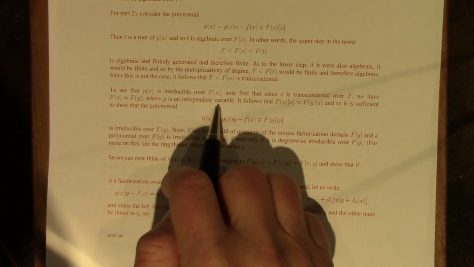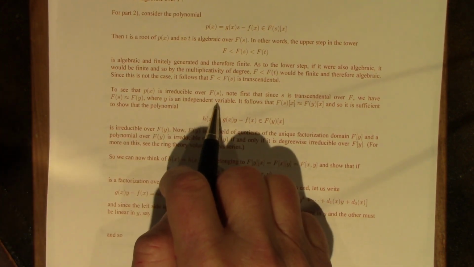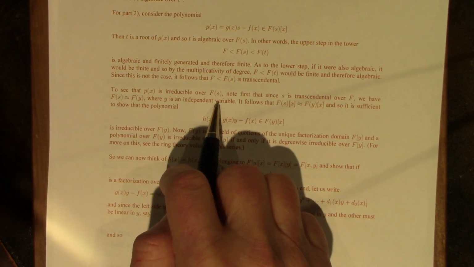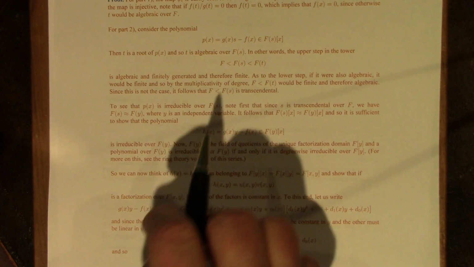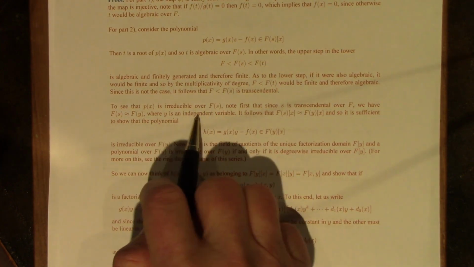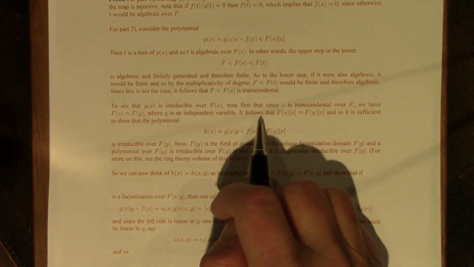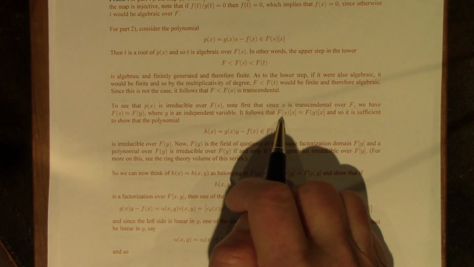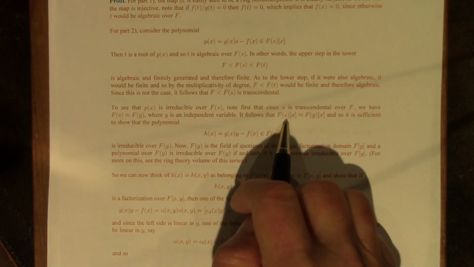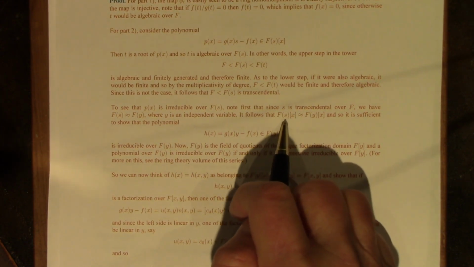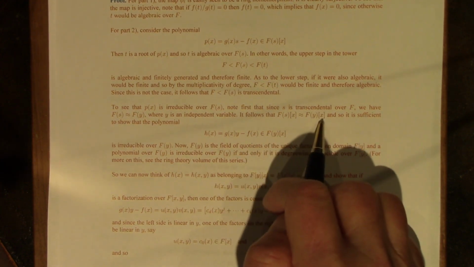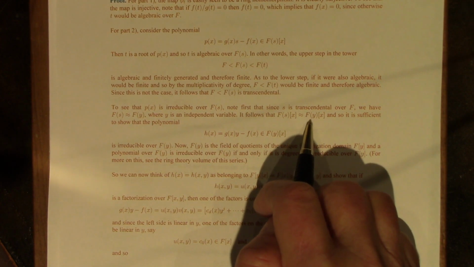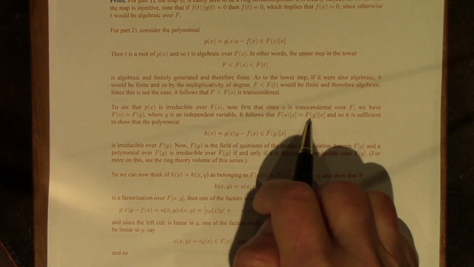where Y is an independent variable. I could have just said we can treat S as an independent variable, but I decided this would be a little more formal and appropriate. So the polynomial ring over the field F with S adjoined is isomorphic to the polynomial ring over the field F with Y adjoined.